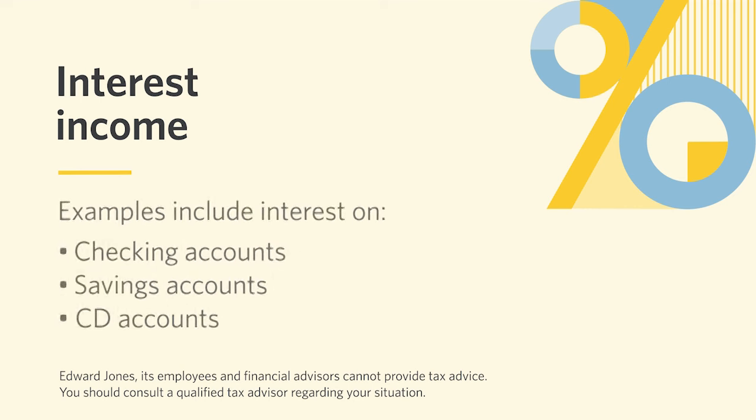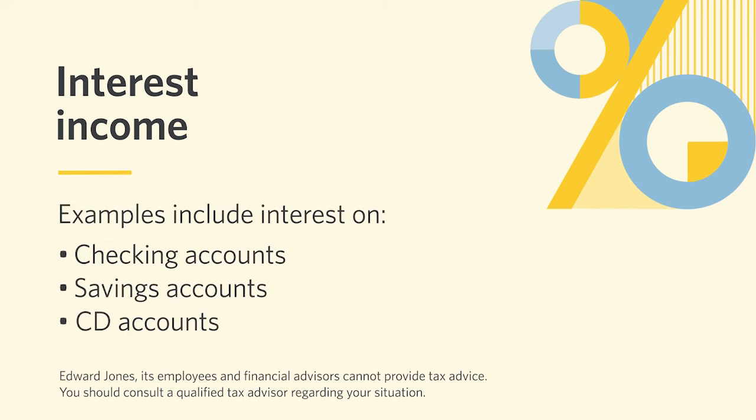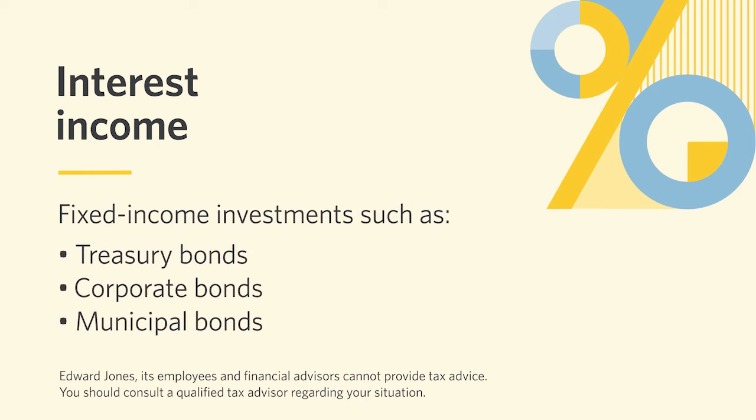This can come in the form of interest on a checking and savings account or certificate of deposit, or interest on a fixed income investment such as a treasury, corporate, or municipal bond. At the federal level, interest is taxed as ordinary income, subject to your marginal tax rate, while at the state level, it is subject to the tax laws imposed by that jurisdiction, as different states have their own rules.